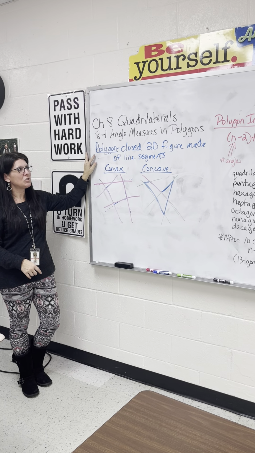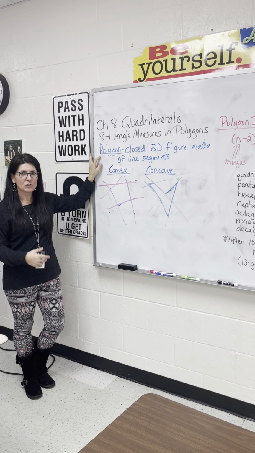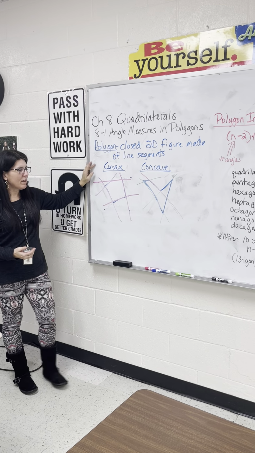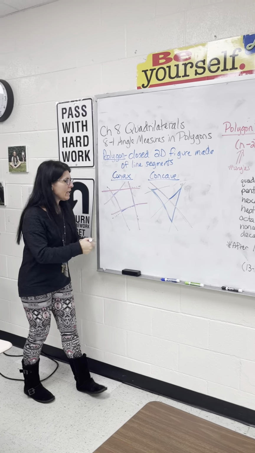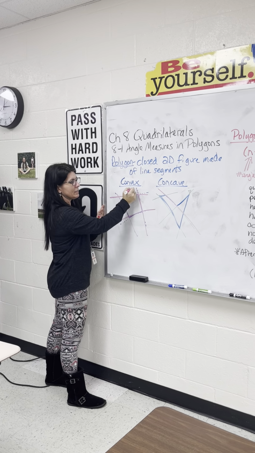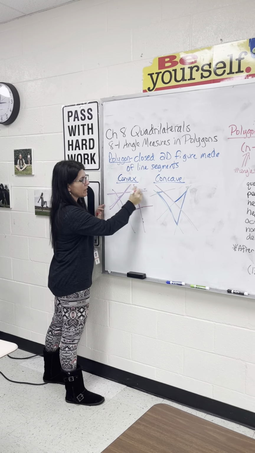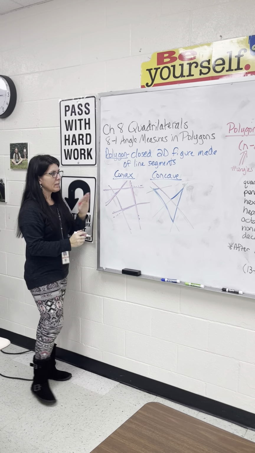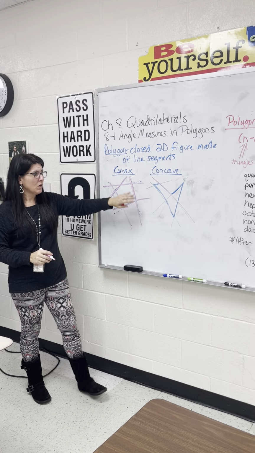Know that a polygon's a 2D figure made up of line segments. You should know that. There are two different kinds of polygons. There's the convex polygon. This is my polygon here. When I extend those sides, notice that none of these lines go through the middle. That's what makes it convex.